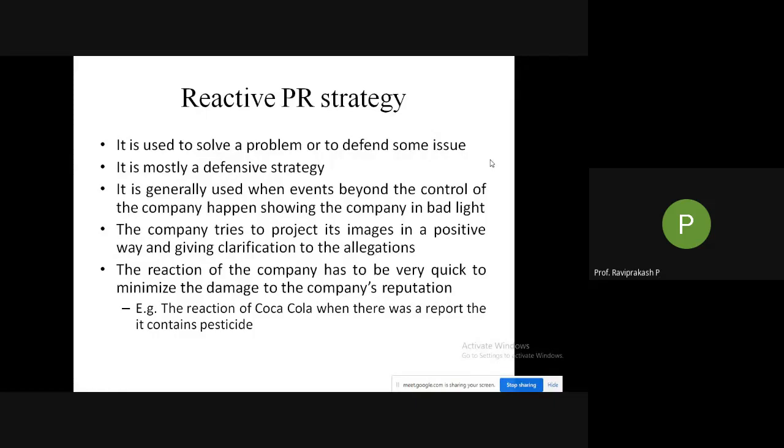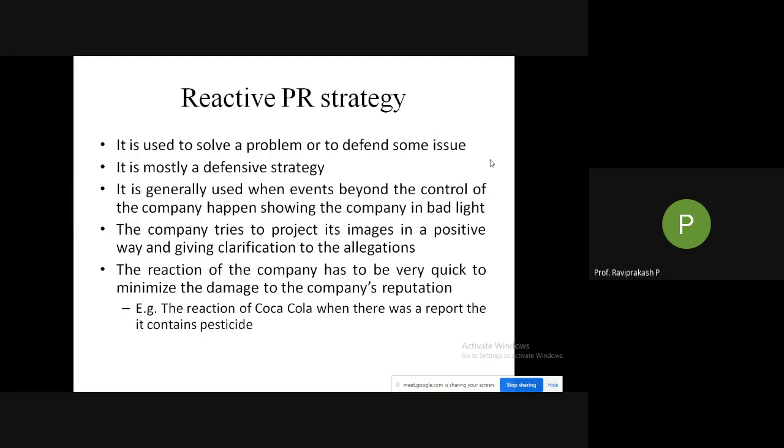Then comes the reactive PR strategy. The name itself says reactive. We are basically reacting. The earlier one was proactive, so there was nothing to react to. We are doing it on our own, from the company side. But here we are reacting to something. So it is called reactive PR strategy. It is used to solve a problem or to defend some issue.